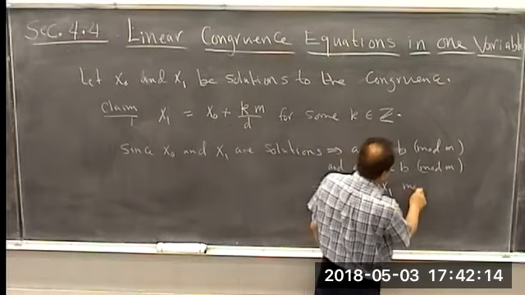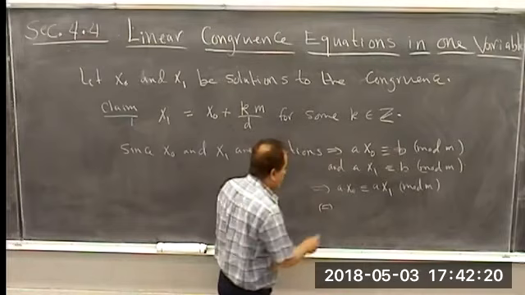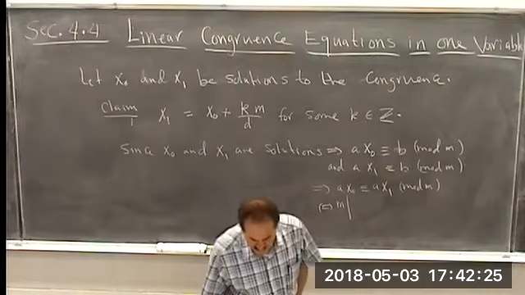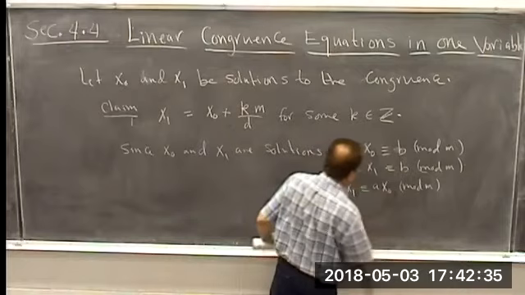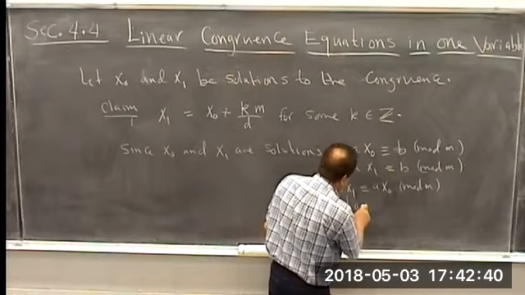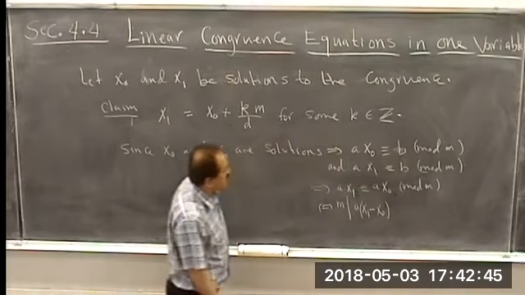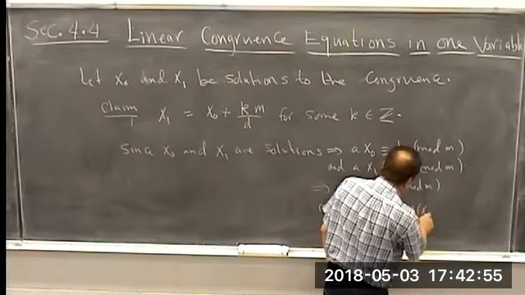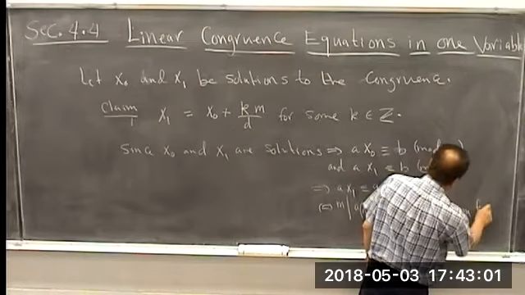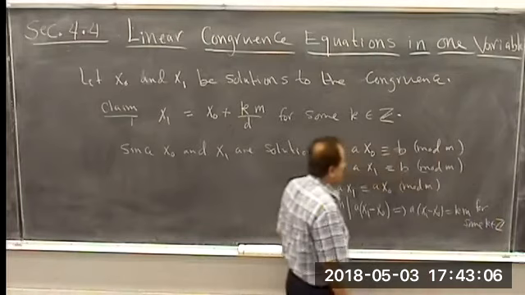And this is equivalent to saying that M divides A x1 minus A x sub zero. Let me put x1 to this side, okay? I want to get the exact form, x1, x sub zero. So this means M divides A, let me factor out, x1 minus x sub zero. And this implies that A times x1 minus x sub zero is equal to kM for some k in Z. Now we are almost there.